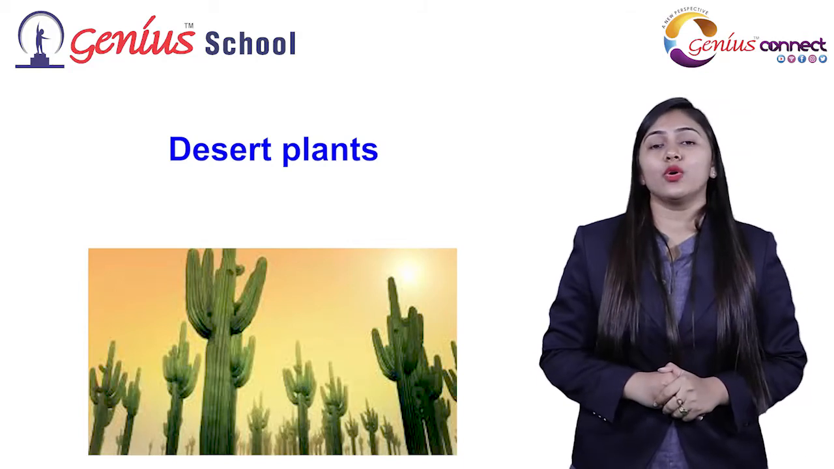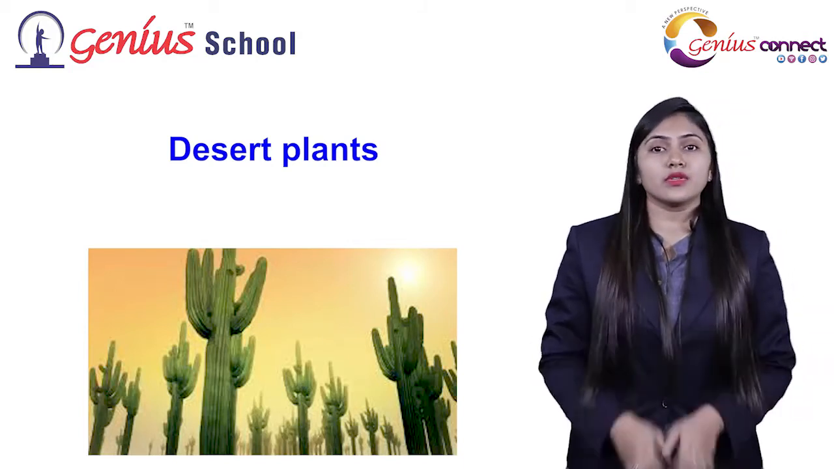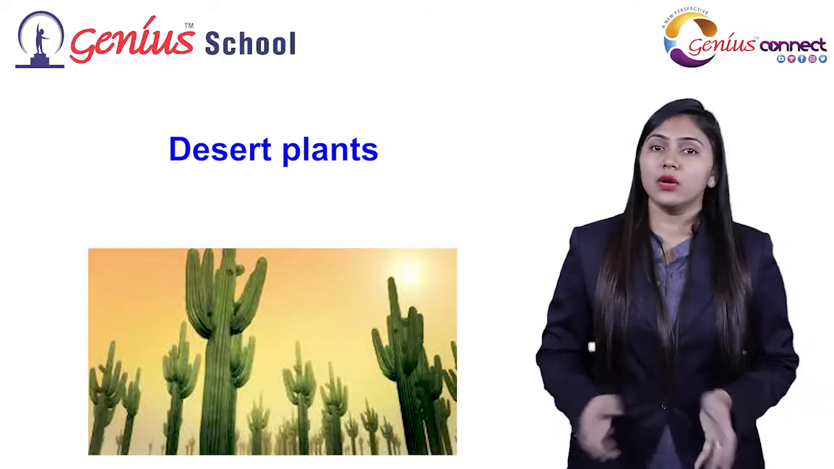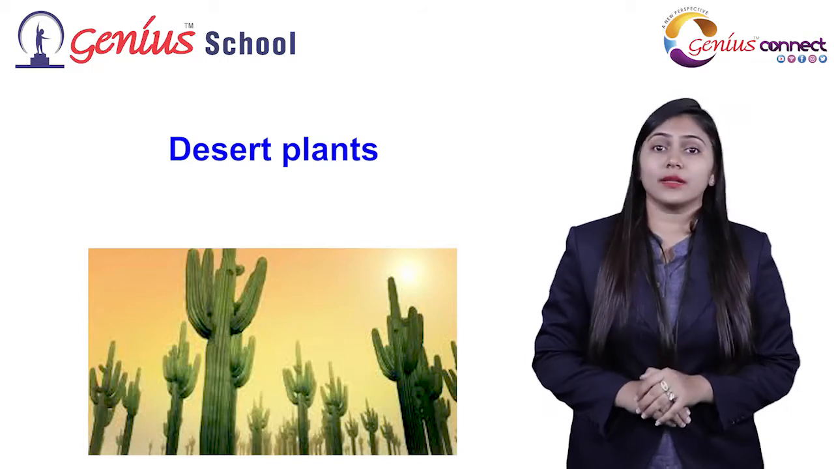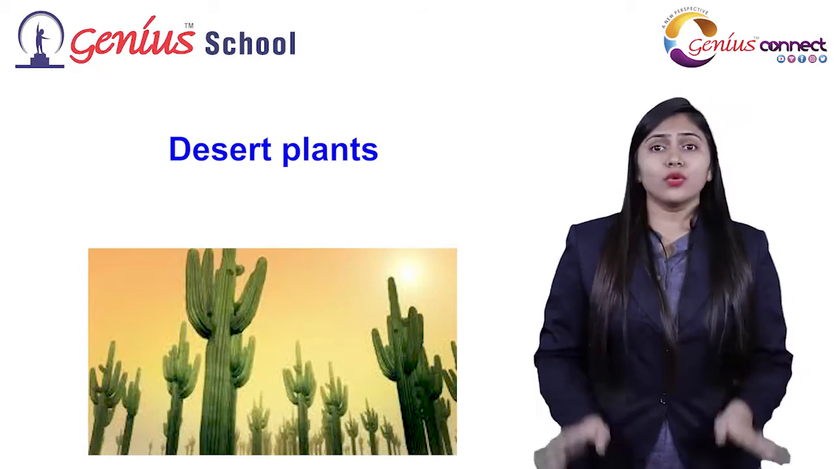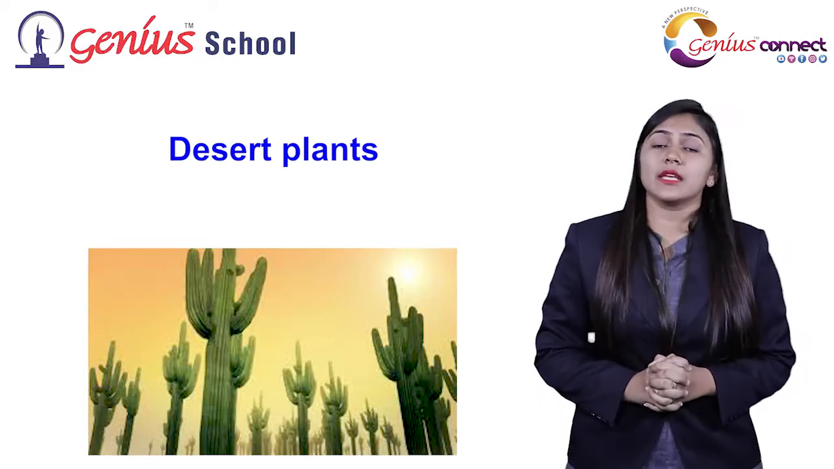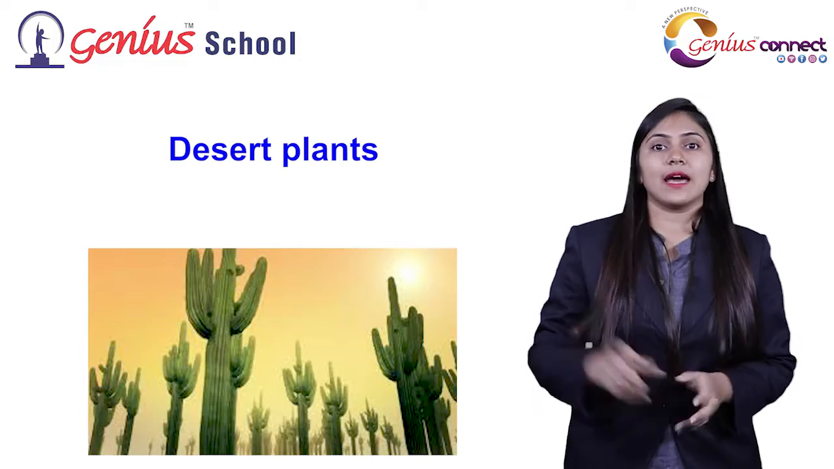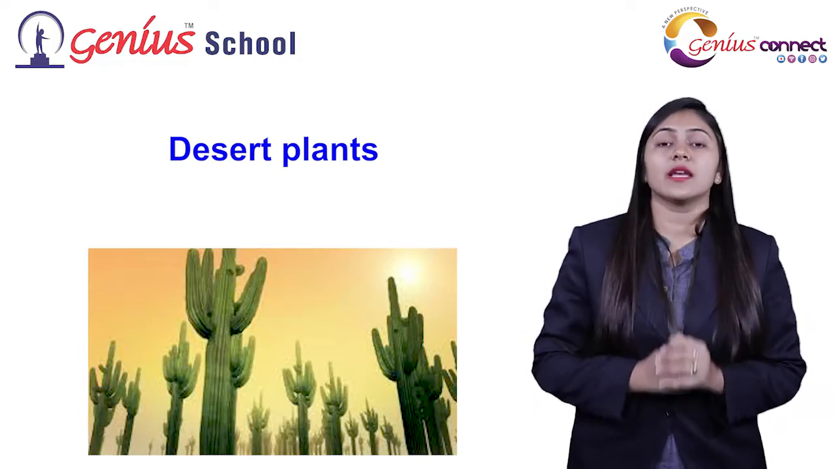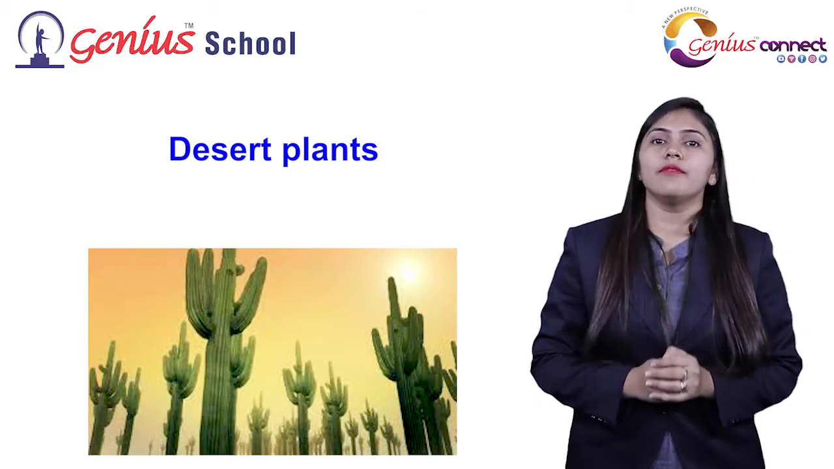Then number four is desert plants. Desert plants, as we all know, have a very well developed root system. Their roots go very long downward below the soil. That's why they are always in search of water. That's why the root system of desert plants is very well developed. And desert plants even have thorns, such as the cactus plant. Cactus plants have thorns on their body surface. That's why it always prevents the plant from losing water.